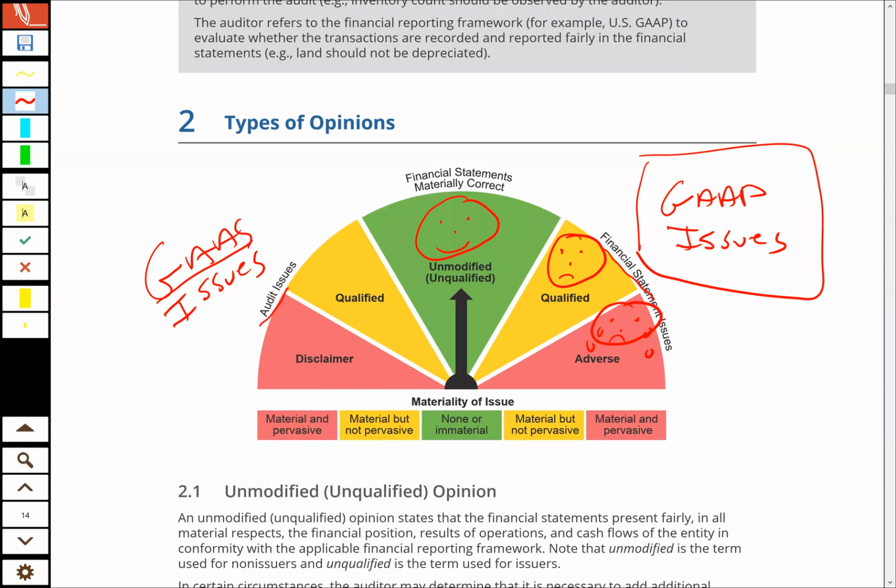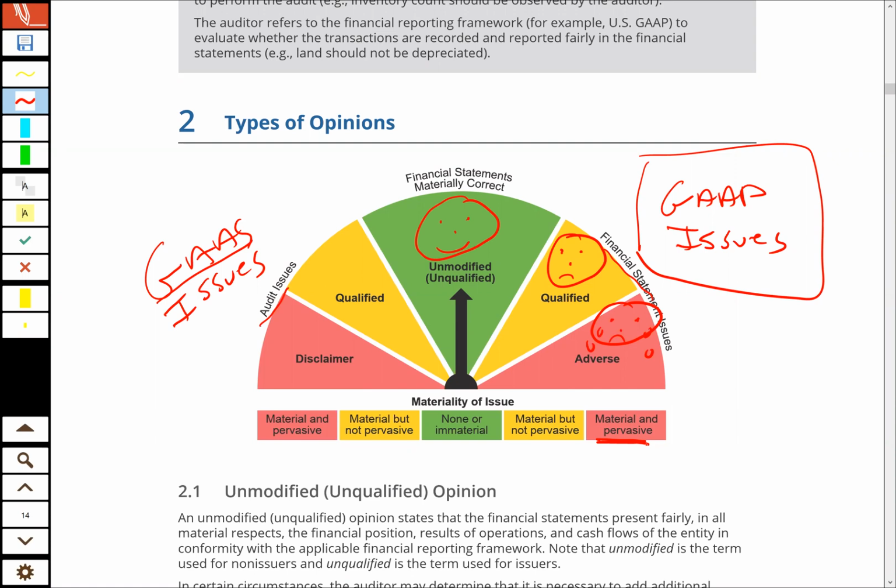Now our GAAP issues have gone from bad to worse, okay? And it's a matter of the pervasiveness of the problem. How deep is the problem? So the same problem that maybe could have resulted in a qualified opinion, if it gets very pervasive, if the dollar amount of the misstatement gets larger, or the amount of the non-compliance with GAAP gets deeper and more entangled, then the auditor can go from qualified to adverse. And it is a matter of professional judgment. The standards don't say, at this dollar amount of misstatement, you must go from qualified to adverse. It becomes a matter of professional judgment.